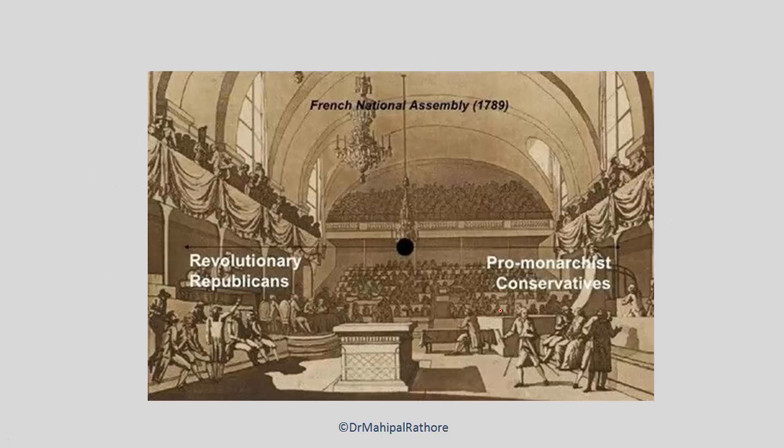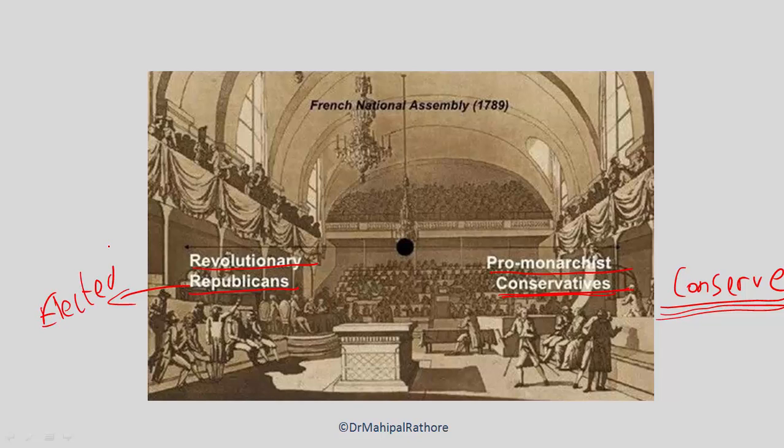You can see here the painting of that meeting, the Estates General. Whoever is sitting on the right was pro-monarchist and conservative. Conservative means they want to conserve the old values, the old systems. They want to conserve them, preserve them. That is why they are called conservatives. And here were the revolutionaries, the republicans, who wanted the head of state to be an elected person and not a king. That is why they were called republicans.